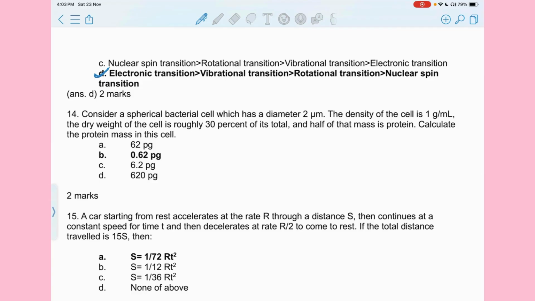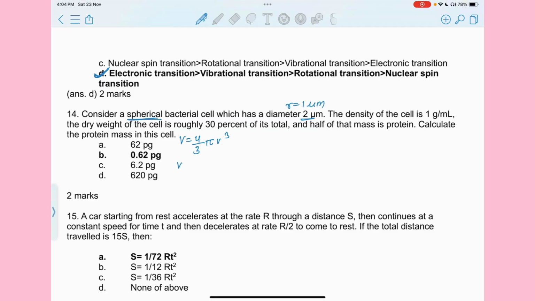Coming to the next question, it is again a calculative question. Consider a spherical bacterial cell which has a diameter of 2 micrometer. The density of the cell is 1 gram per ml. The dry weight of the cell is roughly 30% of its total, and half of that mass is protein. Calculate the protein mass in the cell. Okay, so we are considering the cell to be spherical. We know the volume of the sphere as 4 by 3 pi r cube. Let's convert this. If the diameter is 2 micrometer, the radius will become 1 micrometer.